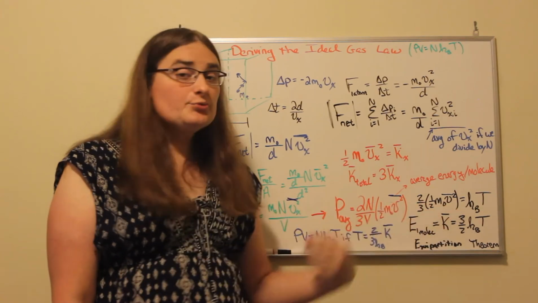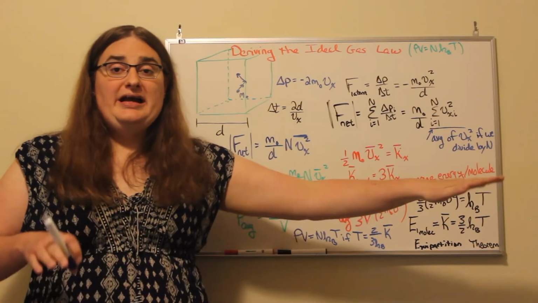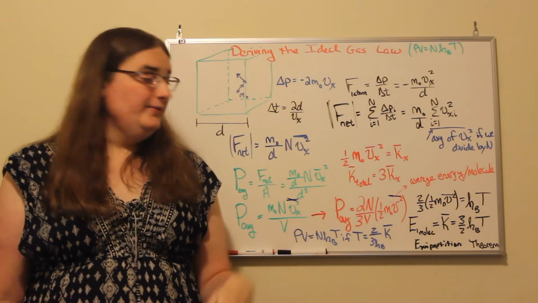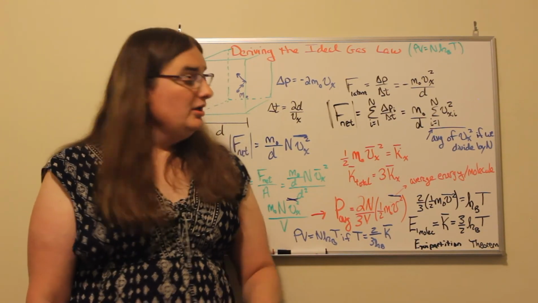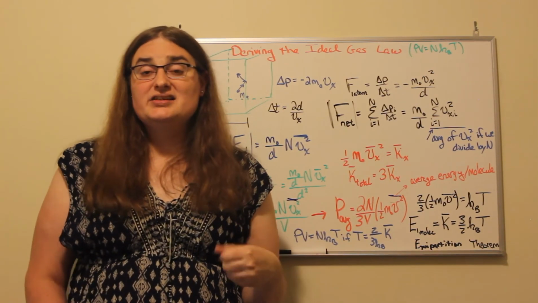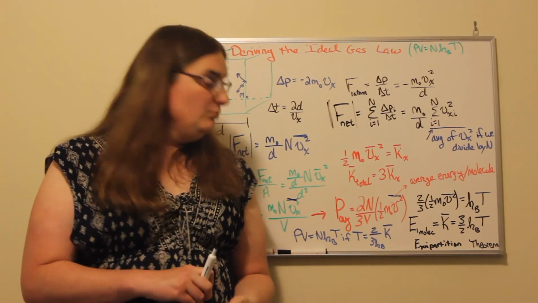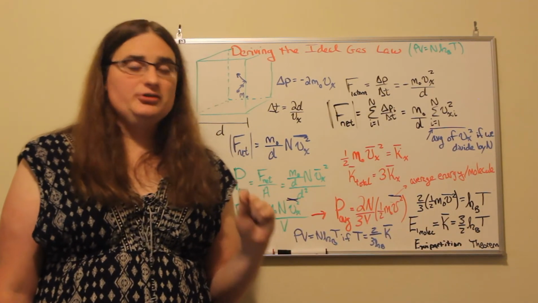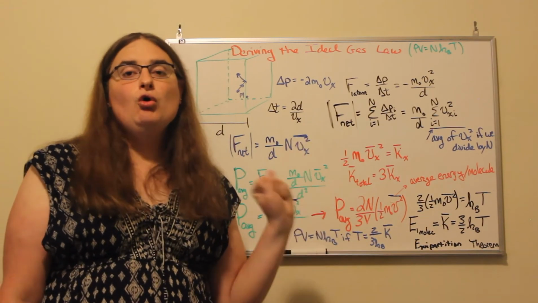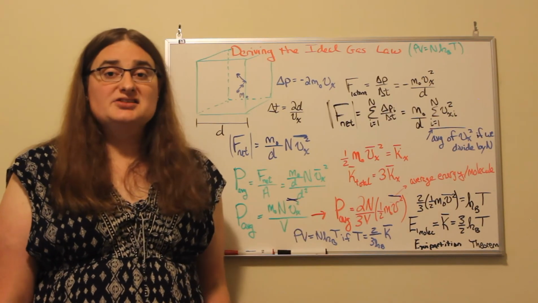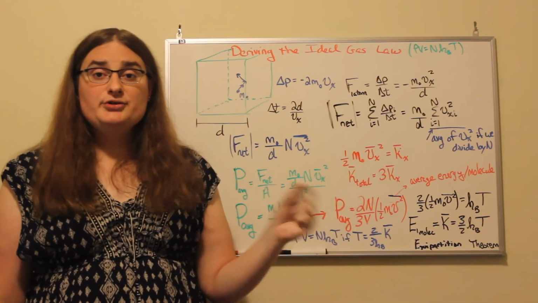And the 3 here comes about from the fact that we have 3 dimensions where we're free to move: x, y, and z. And there's a theorem in thermodynamics called the Equipartition Theorem. And what the Equipartition Theorem states is, for every degree of freedom, for every unique way that an object can move, we add in a factor of 1/2 times Boltzmann's constant times the thermodynamic temperature to the total energy of a gas.